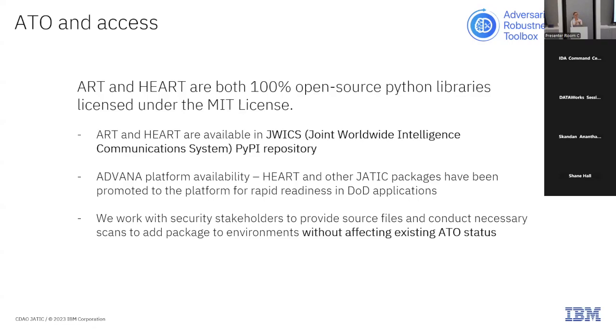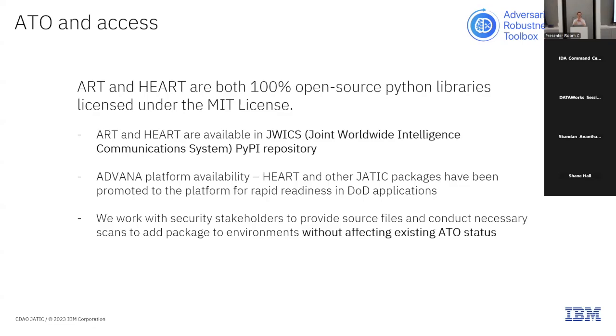As I mentioned earlier, ART and HART are both 100% open source Python libraries under the MIT license. ART and HART are both available in the JWICS PyPI repository. That's the Joint Worldwide Intelligence Communication System. HART and other JATIC packages are also available on the Advana platform.